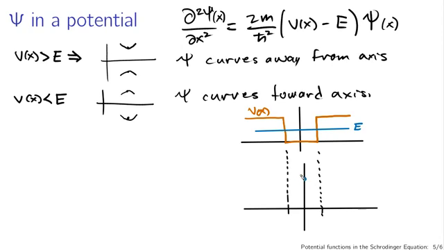If I start my wave function here, at some point on the positive side of the axis, at the origin, we know the energy of the state is larger than the potential energy. So this quantity is negative, and psi curves towards the axis. Since psi is positive here, I'm looking at this sort of curvature. So I could draw my wave function out sort of like this.